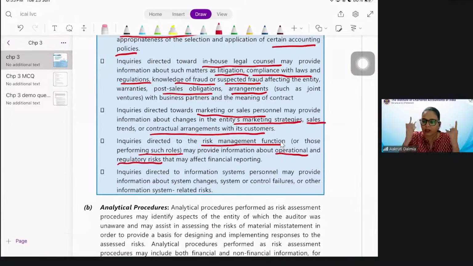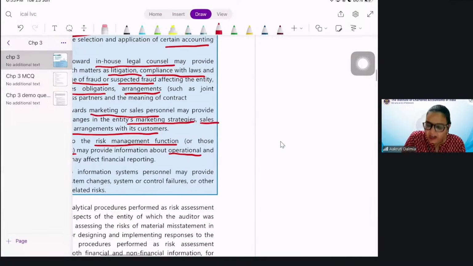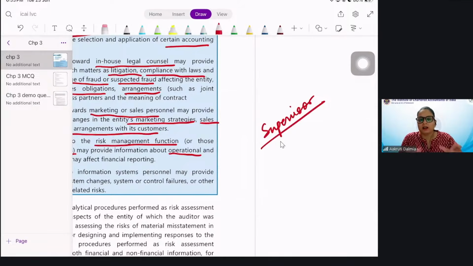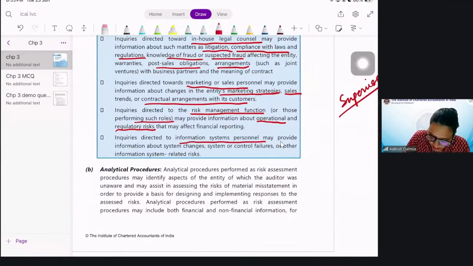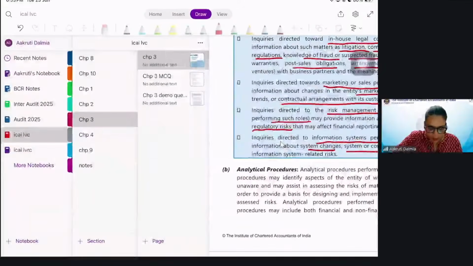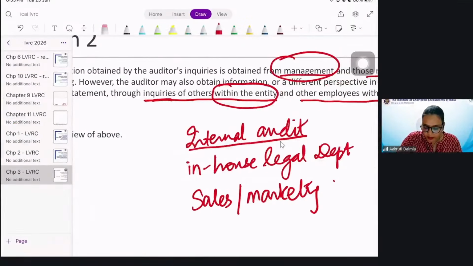What does this mean? Don't take it as something very big. If I'm going to a manufacturing unit, even a simple chemical manufacturing unit, and if I talk to the supervisor, he can tell that this machine has this risk, this chemical has this risk. That is operational risks. Inquiries directed to information system personnel, meaning the IT team, about system changes, system or control failures, all these points. So if you are able to connect, then there's nothing like it.